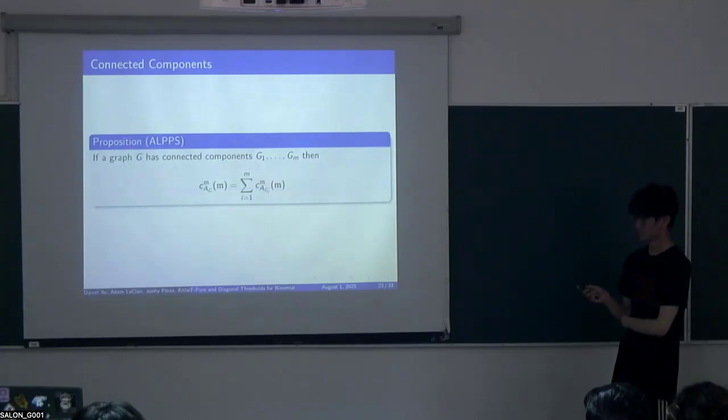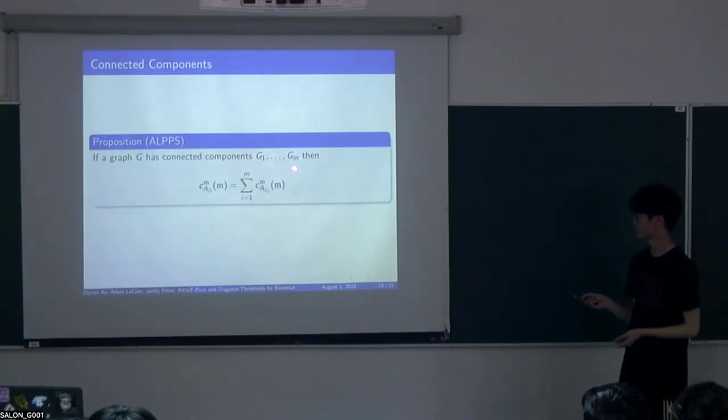So one reduction we can do is that G reduces to its connected components, say G1 to Gm. If you consider the diagonal F thresholds for each of the individual connected components and add them up, we end up with the diagonal F threshold of the original graph. And so if we want to compute these diagonal F thresholds, we really only need to consider connected graphs.